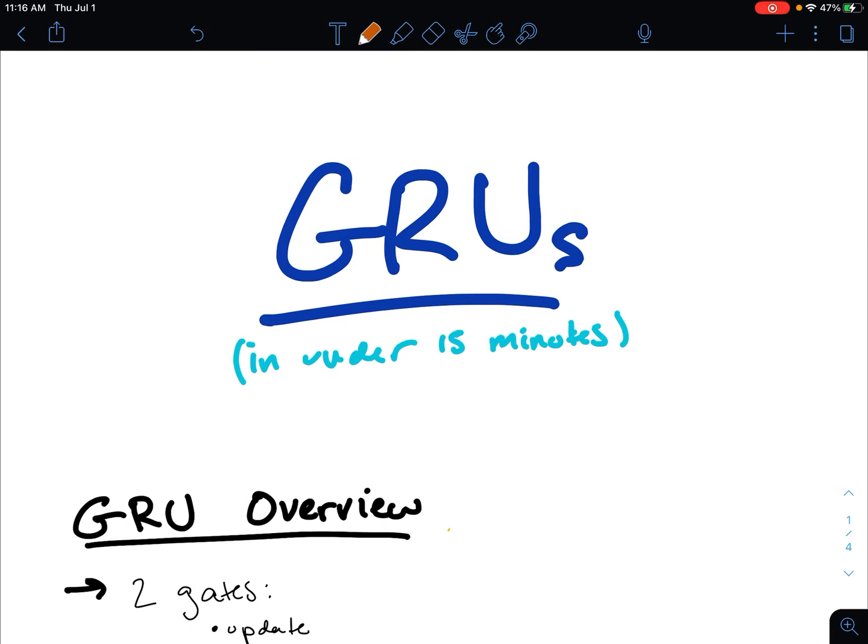This one's going to be about GRUs, gated recurrent units. This is a follow-up to the video that I made on LSTMs, where we talked about an enhancement of recurrent neural networks that allows them to have both long-term memory and avoid the vanishing and exploding gradient problems that come with plain vanilla recurrent neural networks.